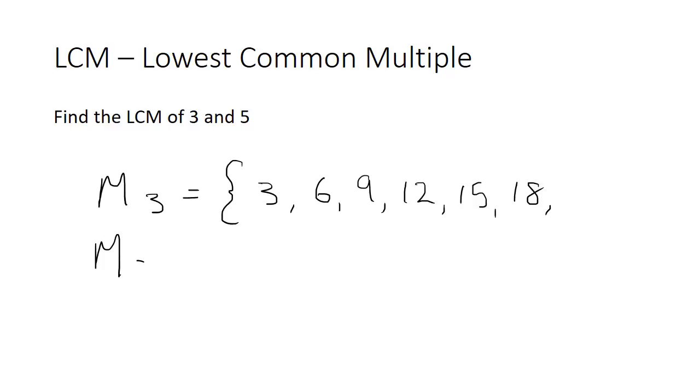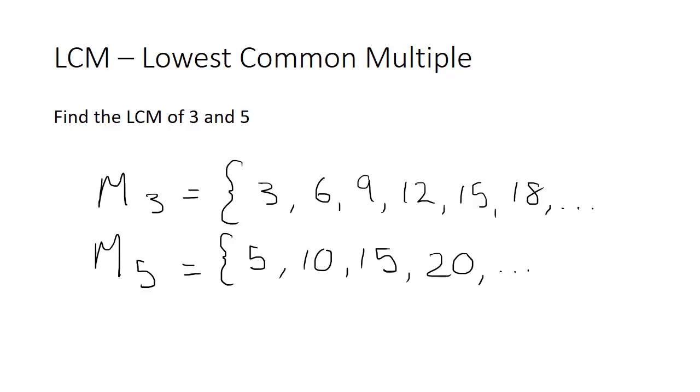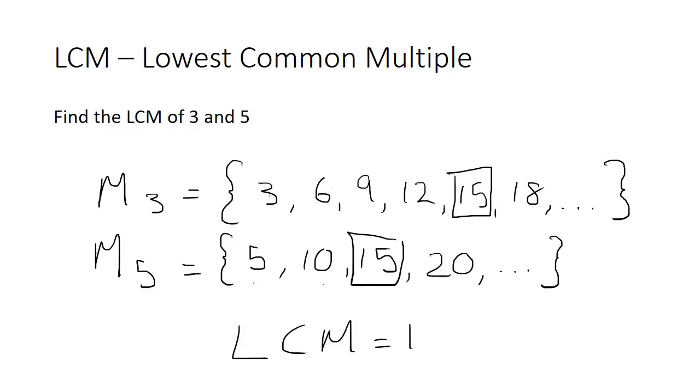The multiples of 5. We count in 5s. 5, 10, 15, 20. Already I can see that there's a multiple that both of them have. And remember, we're looking for the smallest one. Only one has a 3, a 5, only one has a 6. Let's have a look. There I can see there's a 15 in both of them. So 15 would be the lowest common multiple. So we can write it as the lowest common multiple is 15.